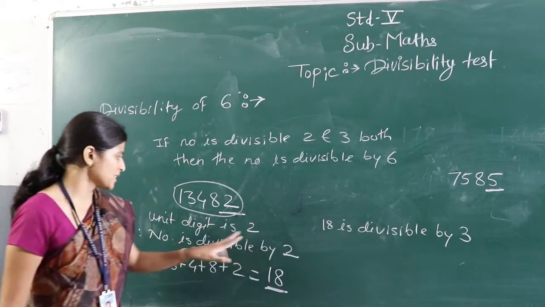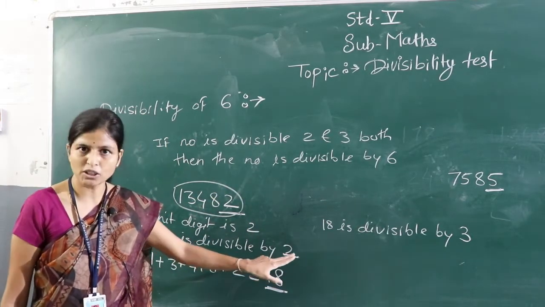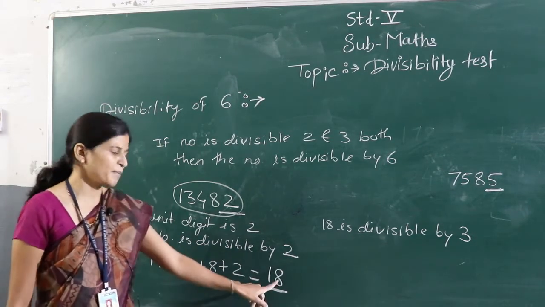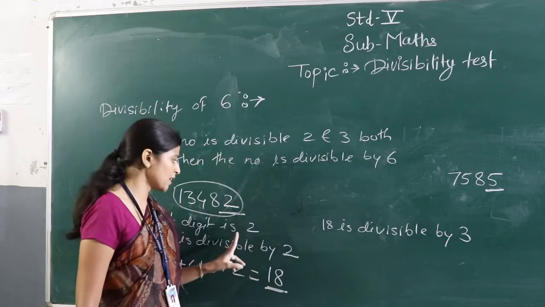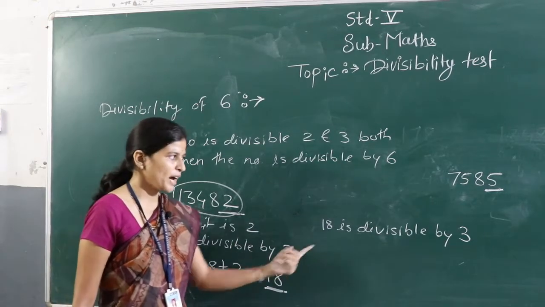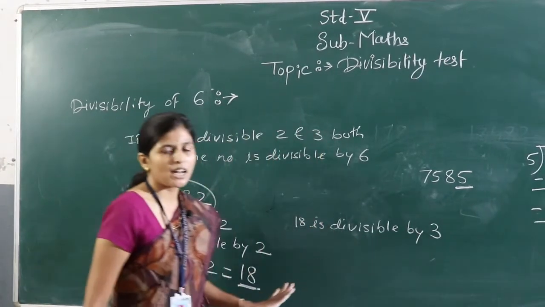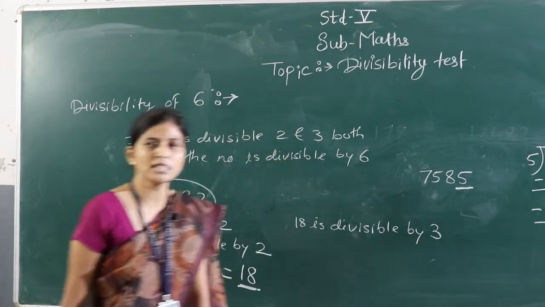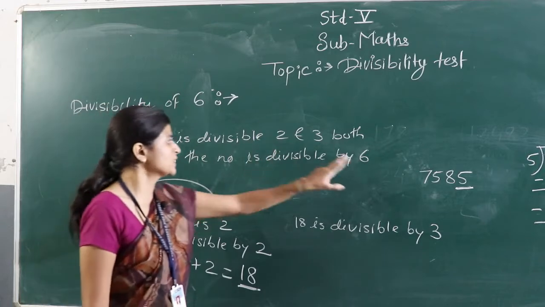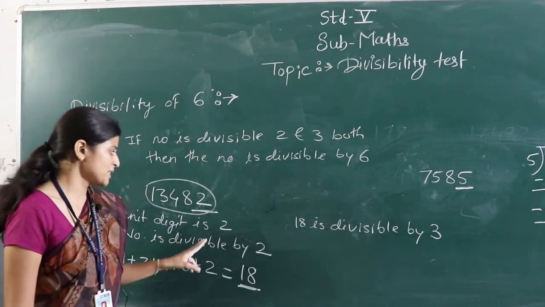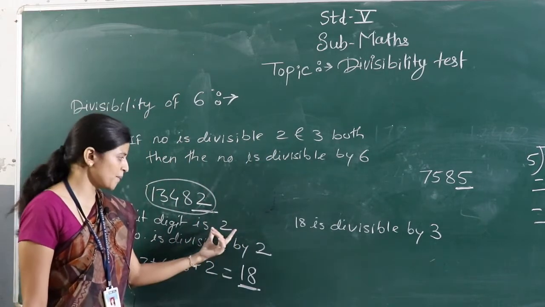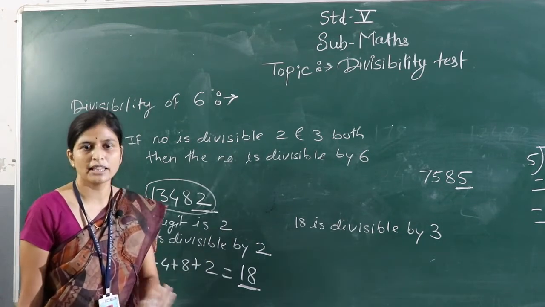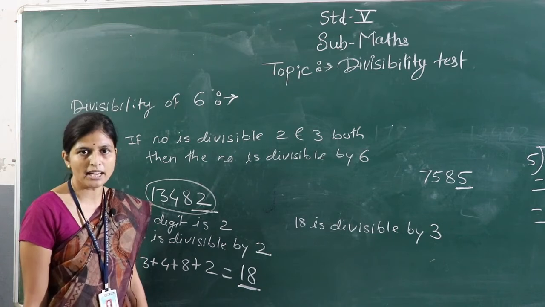That means the number is divisible by 2 because unit digit is 2, and the number is divisible by 3 because the addition comes 18, that is divisible by 3. That means the number is divisible by both 2 and 3. अगर number 2 और 3 दोनों से divisible है, that means the number is divisible by 6. अगर number दोनों में से किसी एक से भी divisible नहीं है, suppose the number is divisible by 2 but not by 3, अगर वो 3 से divisible नहीं है, that means it is not divisible by 6.